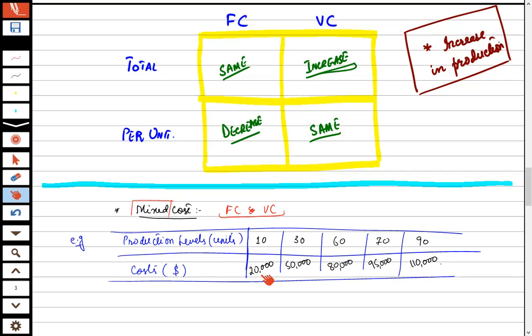Now, these costs, can we classify them? Can we call this cost either variable cost or fixed cost? Is there an indication that this cost is fixed cost, or is there an indication that this cost is variable cost? No, right? So this cost is known as mixed cost, in which there is maybe some part of fixed cost and maybe some part of variable cost. So mixed cost is basically the combination of both.